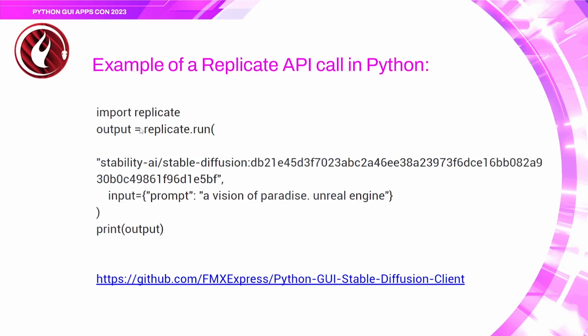So here's the example of the Replicate API call in Python. You have to import replicate, and then you just run it. In this case, this is the Stability AI Stable Diffusion ID for the model that's hosted on Replicate's system. So we pass that in as one of the parameters. That's the version of it. And we pass in the prompt that we want it to run.